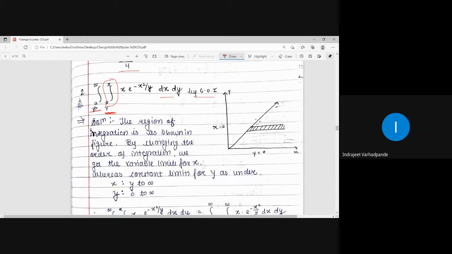Automatically the other pair of limit will represent x. The region of integration is as shown. x is equal to 0 to x is equal to infinity, यानी ये वाला सब रीजन रहेगा. y is equal to 0 means x axis, तो ये वाला रीजन रहेगा. और y is equal to x यानी ये लाइन आ गया, so यहां से रीजन रहेगा.